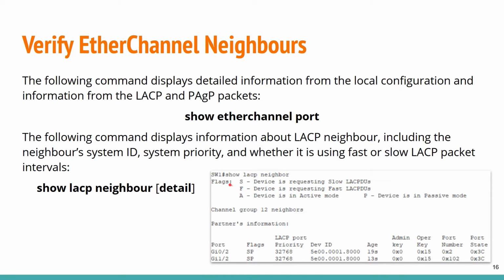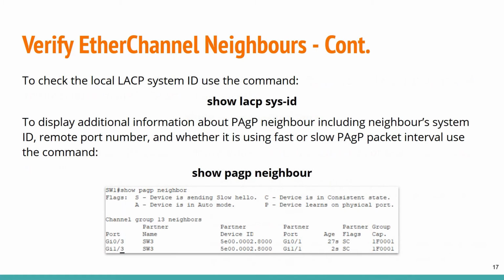Here you can find the output of the show lacp neighbor command. You can find ports of the partner or neighbor. You can find flags, which mean S for devices requesting slow LACP use, and P, device is in passive mode. You can also find the LACP port priority and device ID of the neighbor. To check the local LACP system ID, use the command show lacp sys-id.